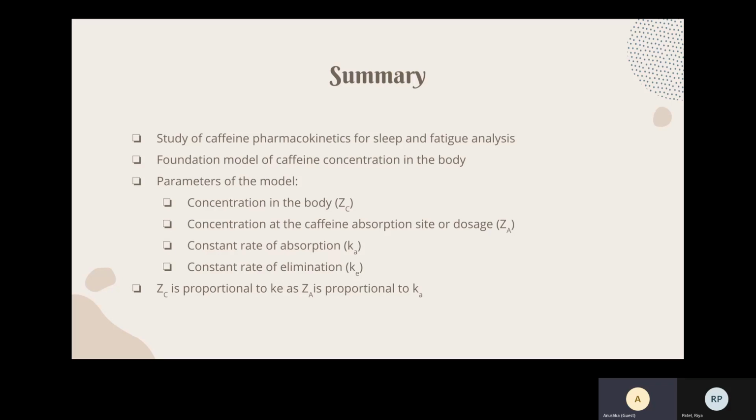Z of C and K of E are proportional to each other, while Z of A and K of A are proportional to each other. The rate of caffeine concentration in the body over time, Z of C over dt, is a function of the difference between absorption concentration and elimination concentration.